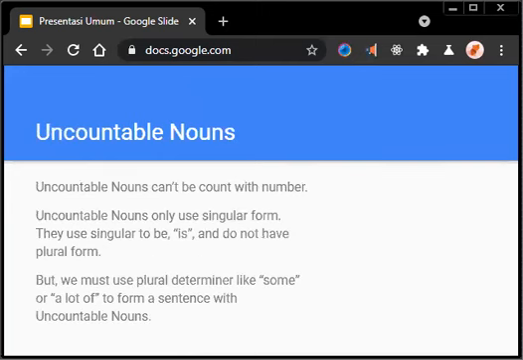And then the uncountable nouns. Uncountable nouns can't be counted with numbers. Uncountable nouns only use the singular form. They use the singular to be, like is, and do not have a plural form. But we must use a plural determiner like some or a lot of to form a sentence with uncountable nouns.